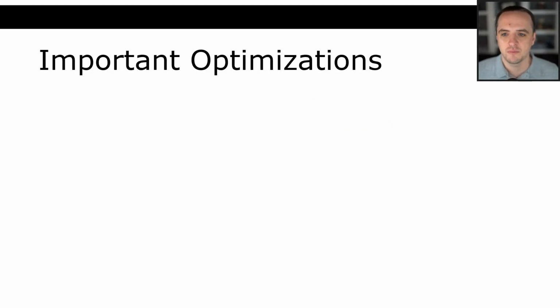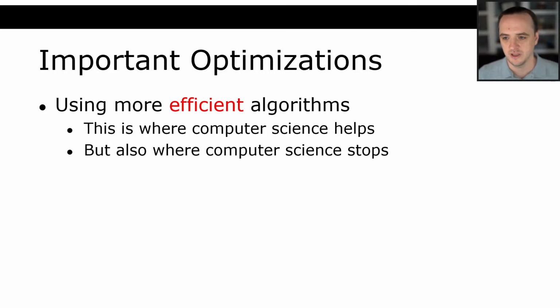So there are some important optimizations that you can make. The first one is use more efficient algorithms, right? This is where computer science helps, but it's kind of where computer science stops helping as well, because computer science is not a software engineering degree, and oftentimes you don't get told about important things like memory and cache coherency and stuff like that. So your computer science degree is probably going to stop helping you at that point where your algorithms are their most efficient.